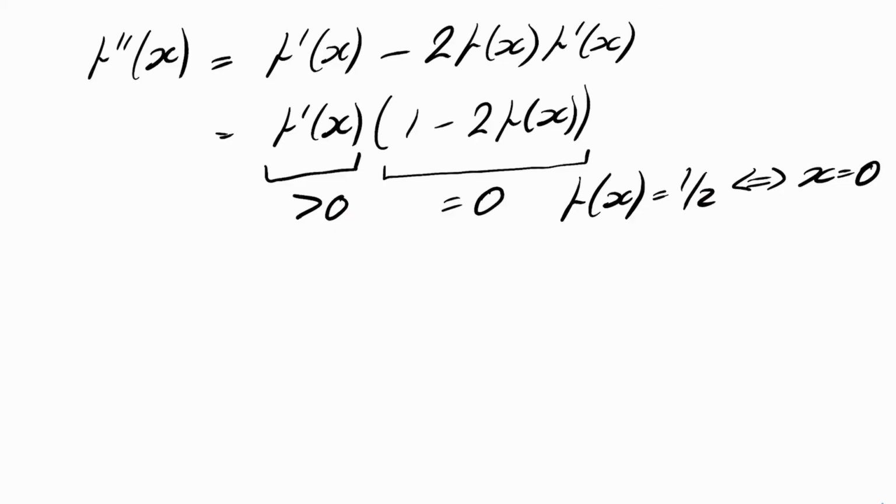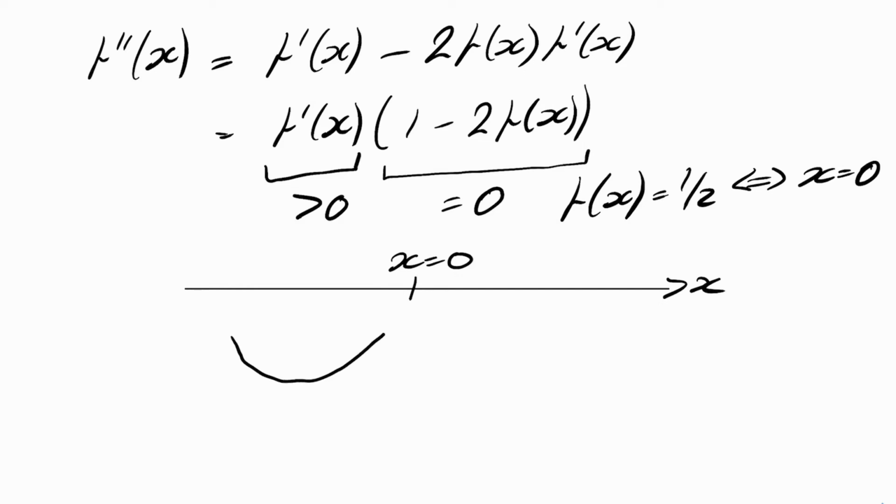So the concavity changes sign at x equals 0, which means this is a point of inflection. So it's concave up to the left of x equals 0 and concave down to the right of x equals 0.